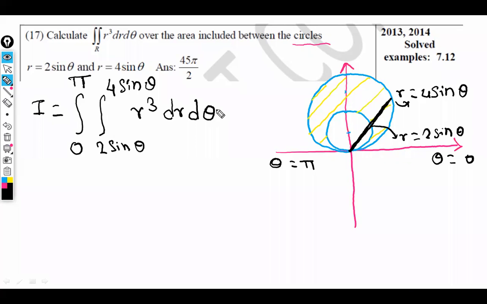Sir, can you please explain that outer limit? Already I told you, you can observe the graph exists in the first two quadrants only. And what is the angle in the first two quadrants? 0 to pi. Okay. All these things were discussed in the prerequisite part.